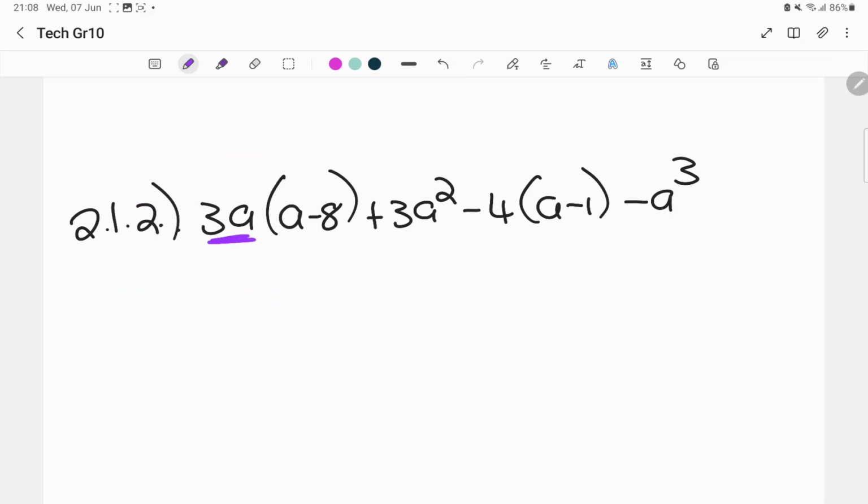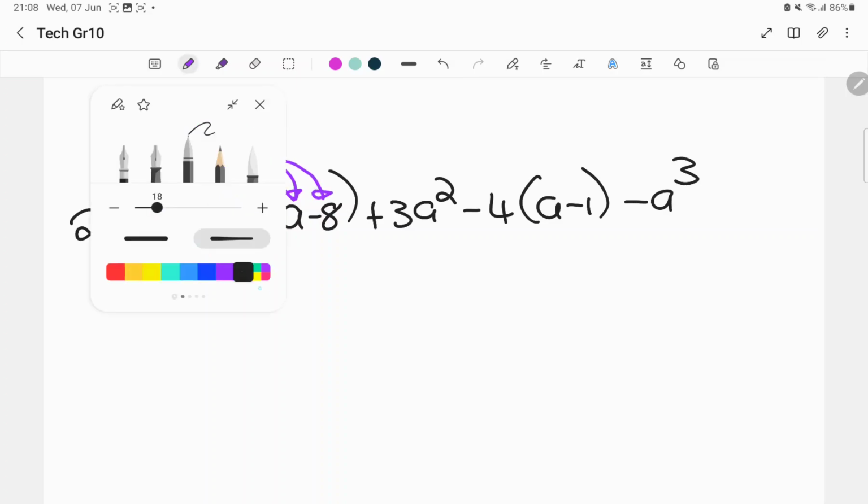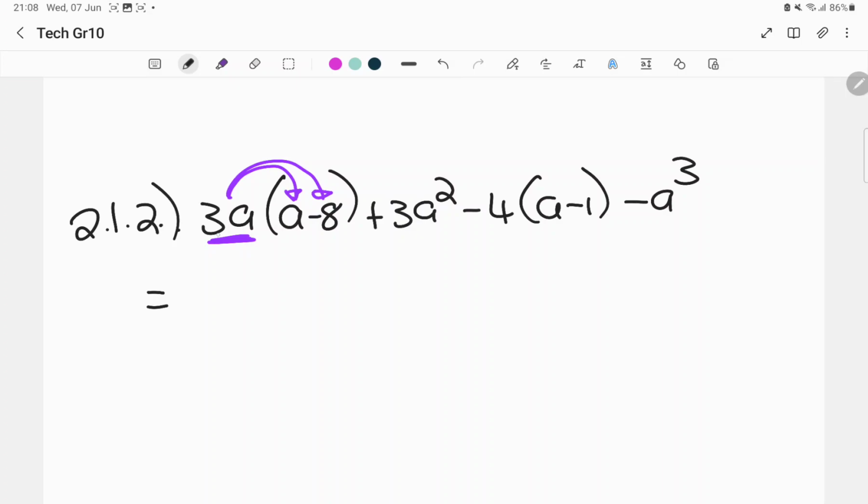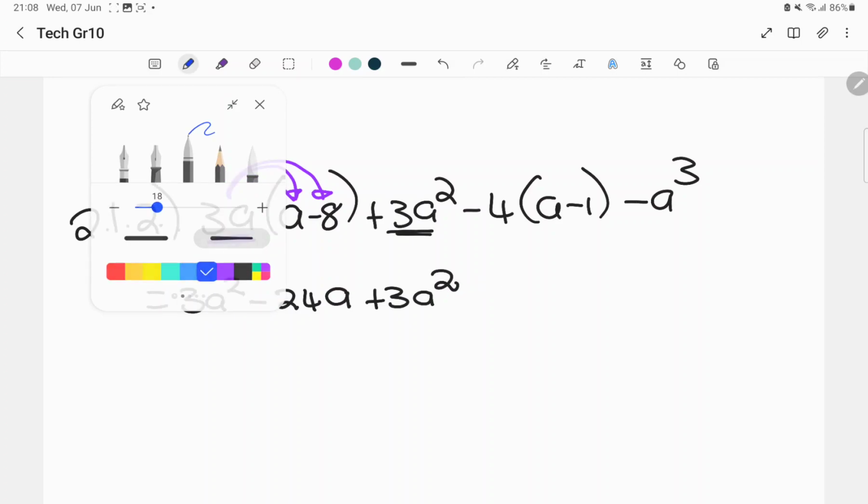So the first thing I want to do is I want to take this 3a and I want to multiply it into my bracket. So I'm going to have 3a times a becomes 3a squared. So 3 tot die mag 2. And then 3a times negative 8 becomes negative 24a. We cannot do anything with this, so we're just going to rewrite it, so it's plus 3a squared. Alright, then we move on to our next part.